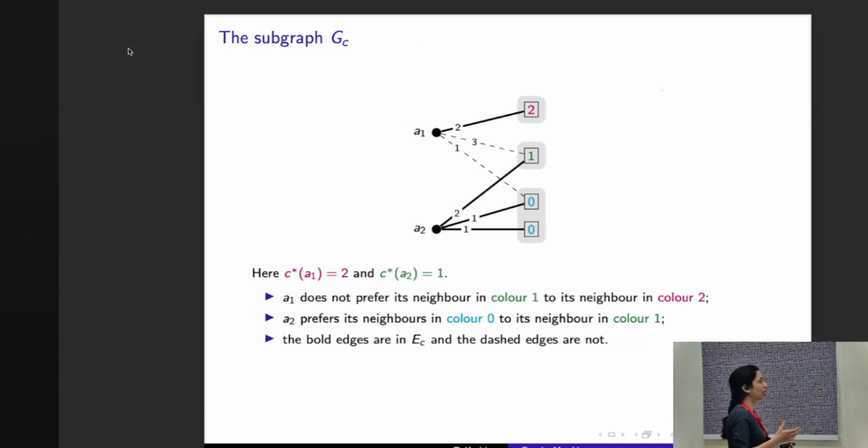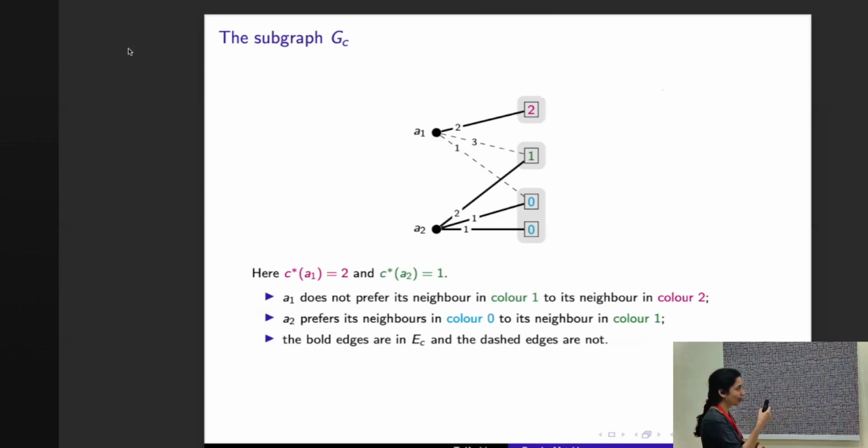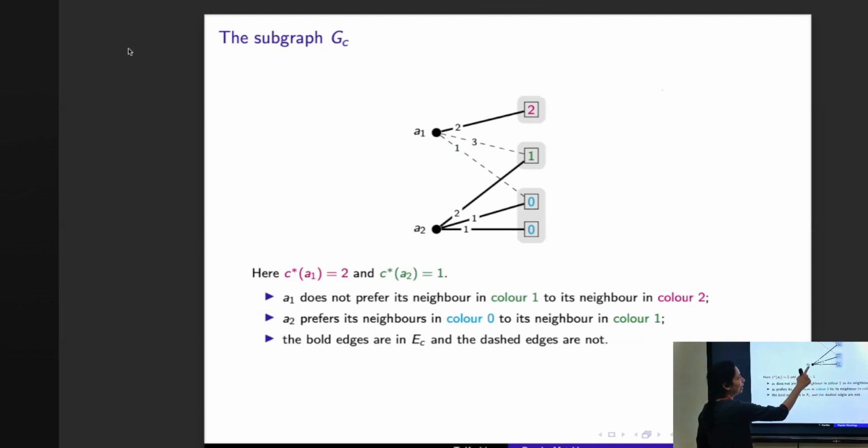So you must ask, how did you come up with all this? Well, we will see. It is all the linear program, the dual LP, that helped us to come up with all these conditions. Let us look at A2.